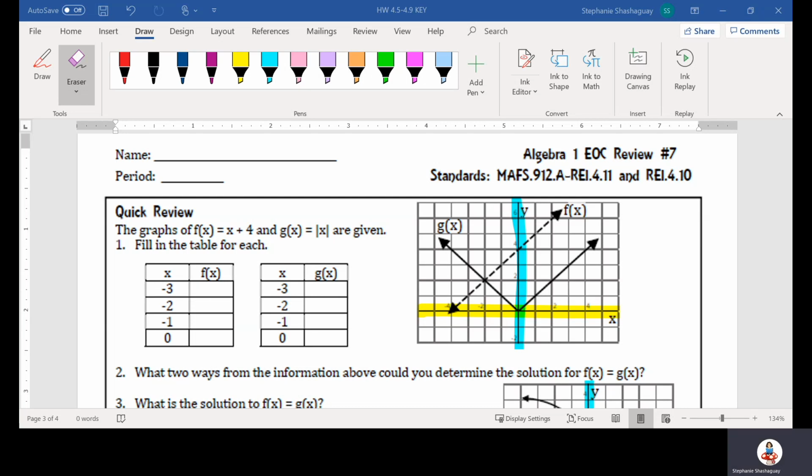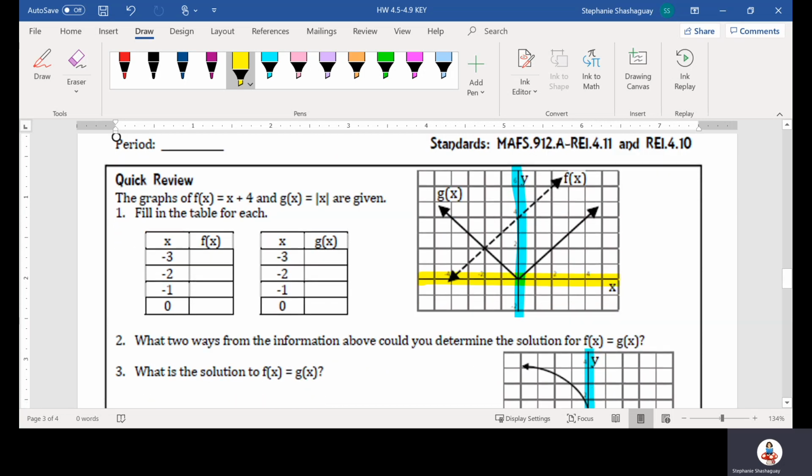All right. In this video, we're going to be doing homework EOC review number 7. I've already pre-highlighted the x-axis and the y-axis, and that's just because it gets really difficult to see on this paper. So I figured if I pre-highlighted it, it would be a little bit easier to work through.